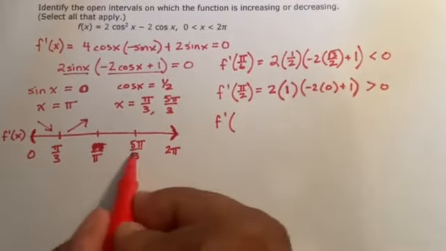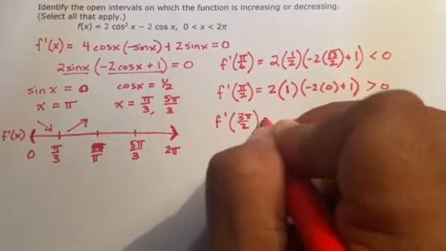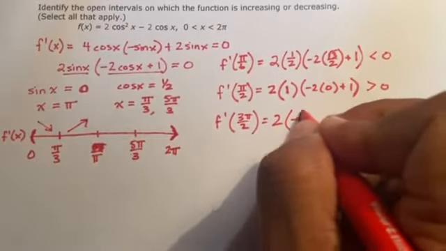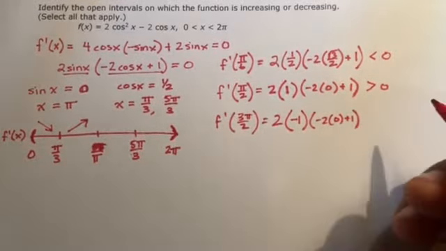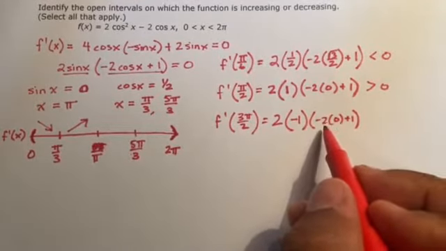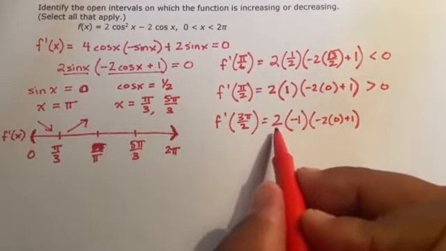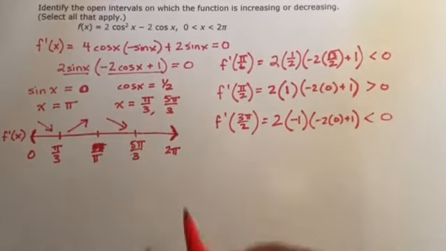Again, I'm going to pick a number in between these two. Maybe 3 pi over 2 is the easiest. 2. Sine of 3 pi over 2 is negative 1, and cosine of 3 pi over 2 is 0. You can see why I'm picking the numbers I'm picking. It makes the calculations easier. That also helps. This is going to be positive because of the 0, right? So it's just positive 1. This is negative. This is positive, so it's going to be less than 0. And this interval is going to be a decreasing interval.